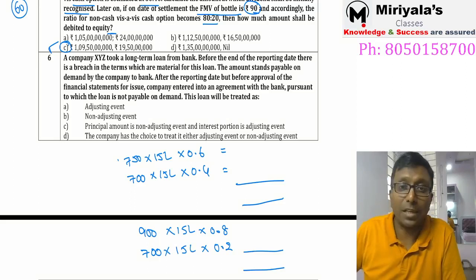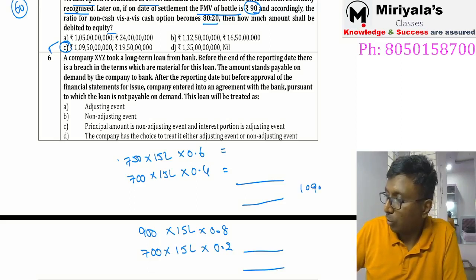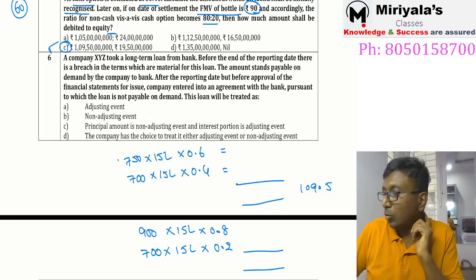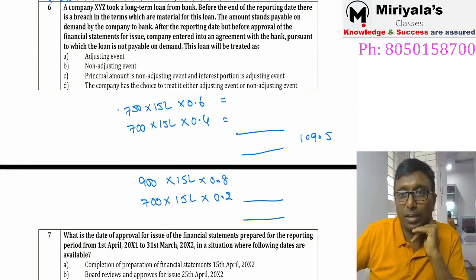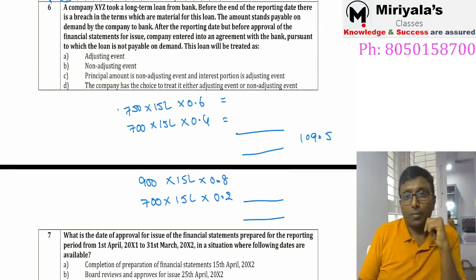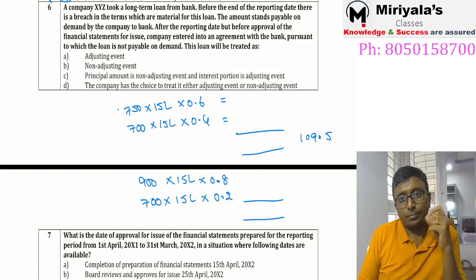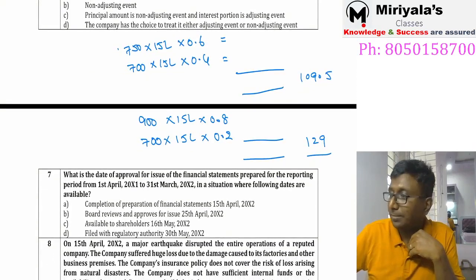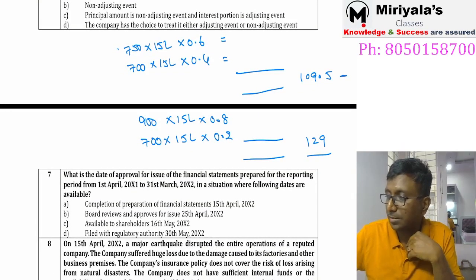Yes, guys, I want this answer. This number you already told me, 109.5. Now you let me know, please, what is the answer? Use your calculator. 129 crores. Okay, 129 crore rupees you got. Now what is the difference, my dear? 129 minus 109, difference, this minus this.